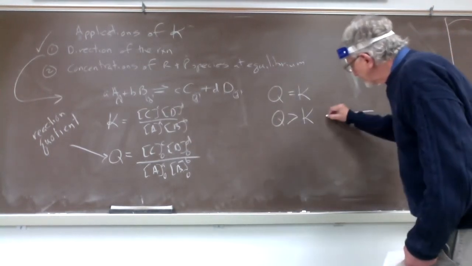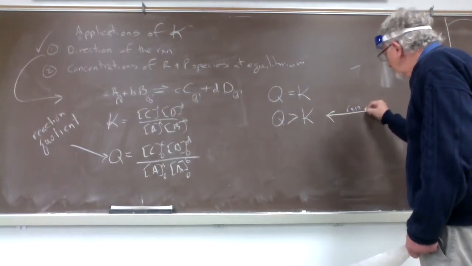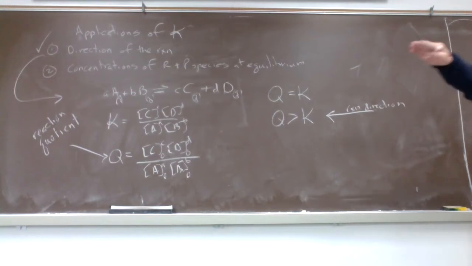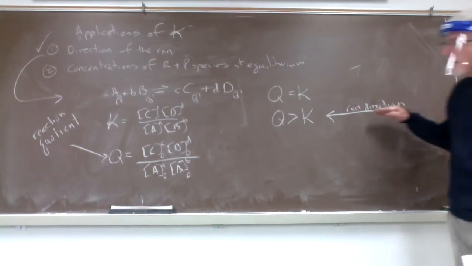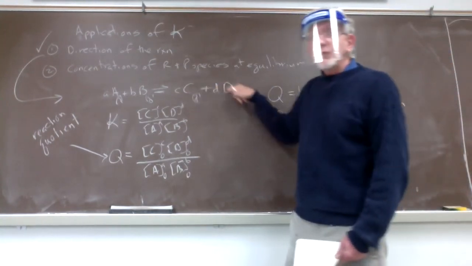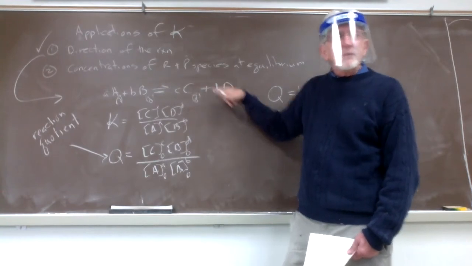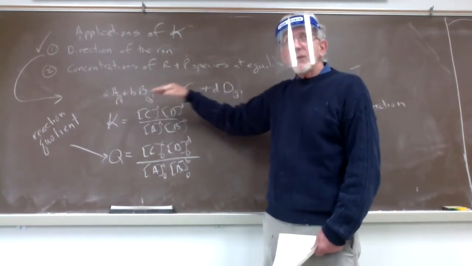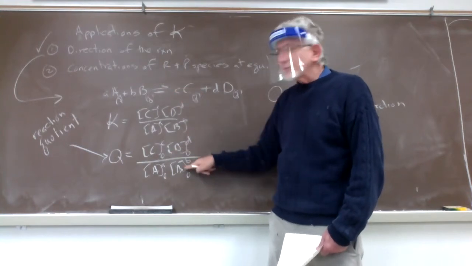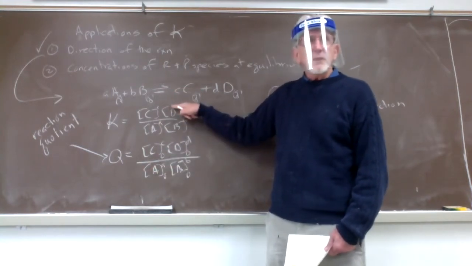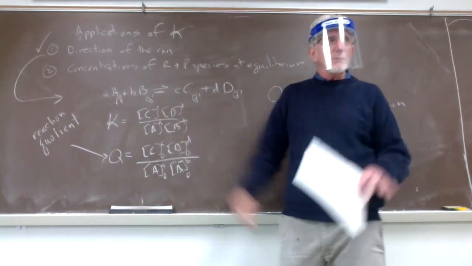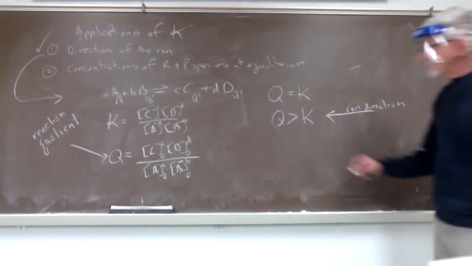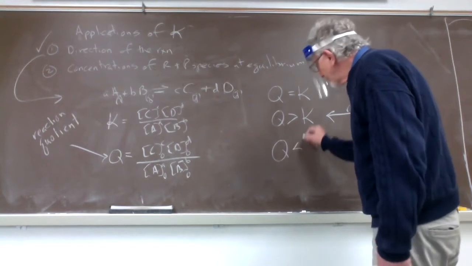The reaction direction will be from product to reactant. The reaction will have to run in reverse and consume some of the extra product we have and make more reactant. And it'll keep going this way until we get a set of concentrations that will make Q equal to K, and then it stops. Then we're at equilibrium. Okay. What if Q is less than K?